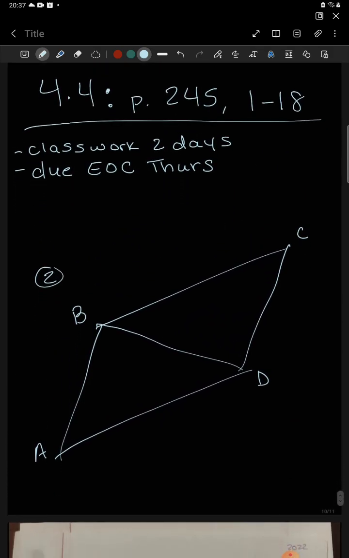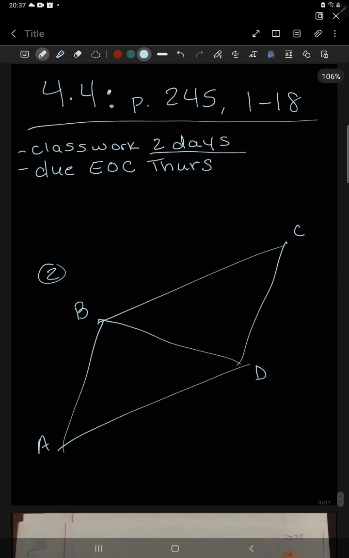Your assignment is 4.4, page 245, 1 through 18. Now, you're going to have 2 days to do this. All of Wednesday, well, the rest of Wednesday, and all of Thursday. Okay? It's due by the end of class on Thursday. I almost put EOD because I'm used to seeing that, end of day. But it's not due by the end of the day. It's due by the end of geometry class.